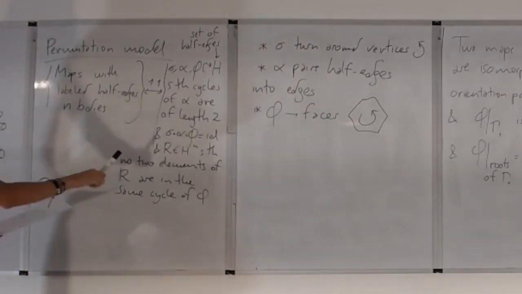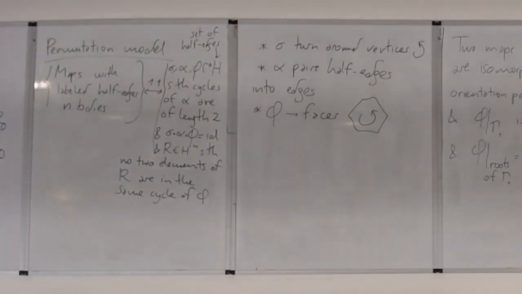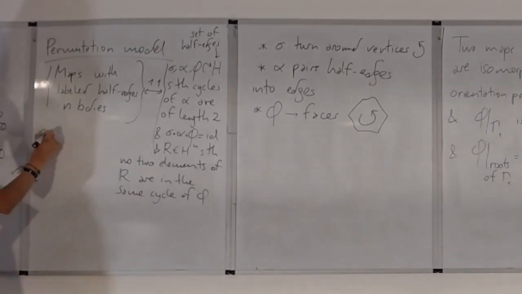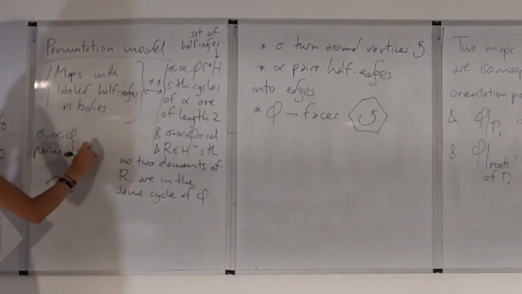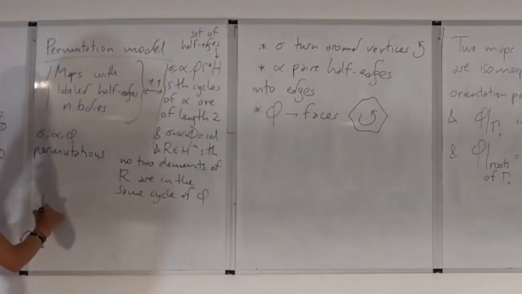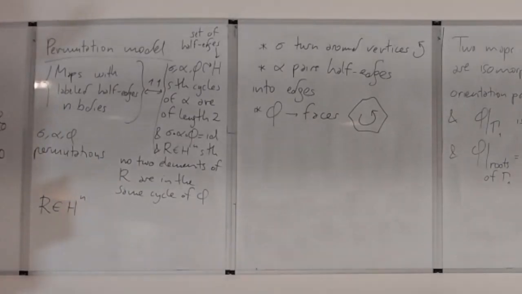Okay, and then why do we have this condition over here? Yes? So H is the set of half edges. Exactly. Sigma, alpha, and phi, what are they? They are permutations acting on H. Ah, okay, thank you. So R is an element of H to the n. Okay, it's an n-tuple. Yes. Thank you. Sorry, the handwriting there was a bit too smashed.